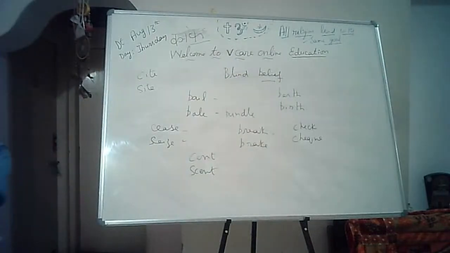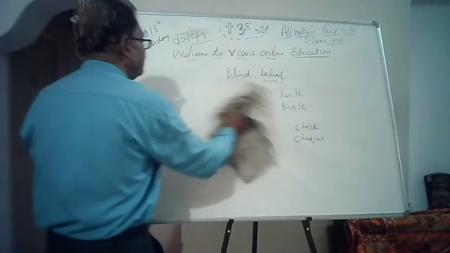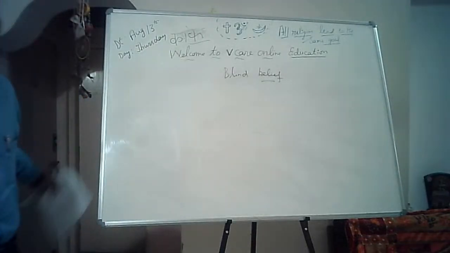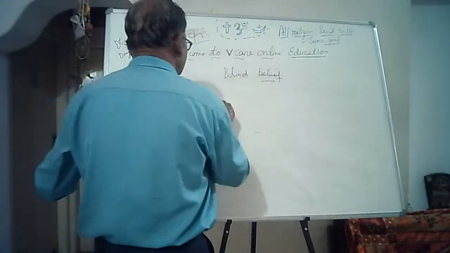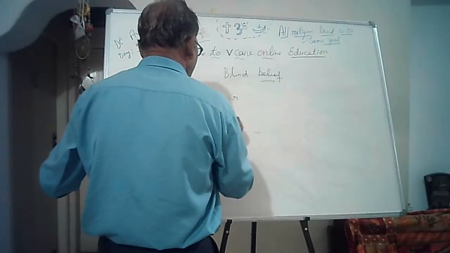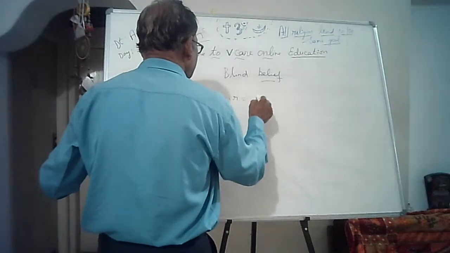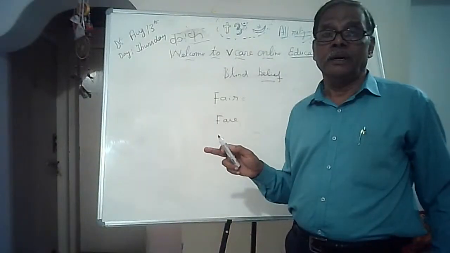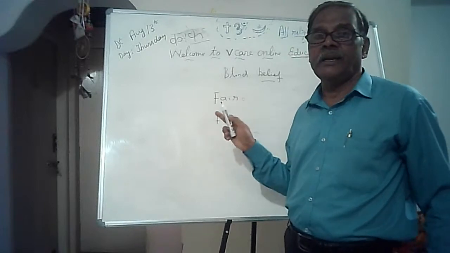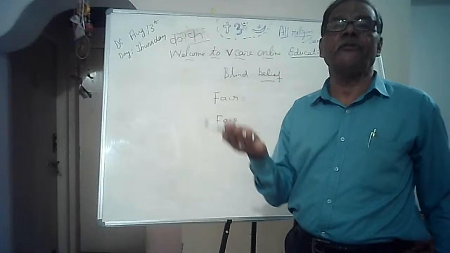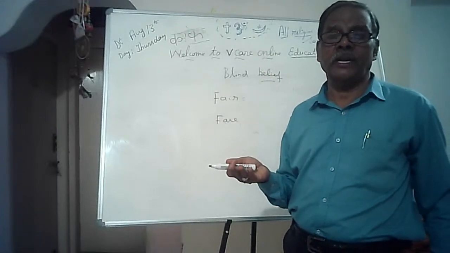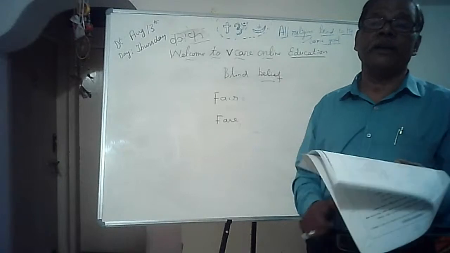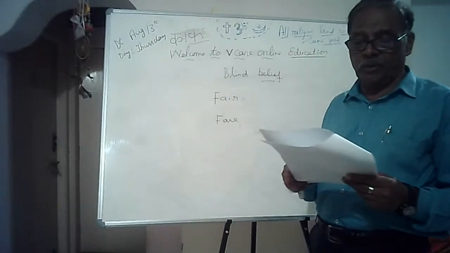Many words are there. Not all, but I will tell you some of the important words that you can remember. Fair is a very important word. F-A-I-R, fair, and F-A-R-E, fare. This fair is a jatre: animal fair, cow fair, goat fair, book fair, like that they say. F-A-I-R fair, as in "she is looking fair." This fare is bus fare, train fare, air fare, ticket.